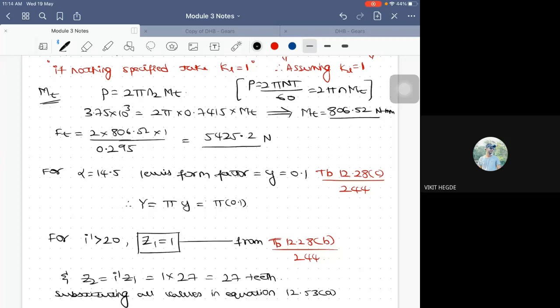From where you have selected this? From the table number 12.28P, which is in page number 244. Now immediately you can calculate the value of Z2, which is I times the value of Z1. So 1 cross 27 is again 27 teeth in case of a worm wheel.